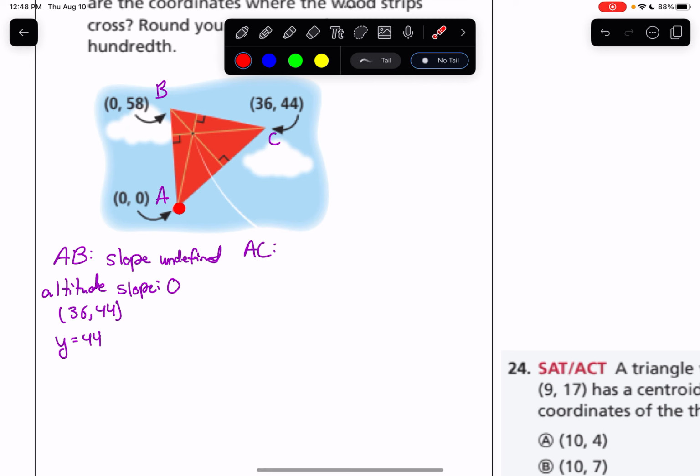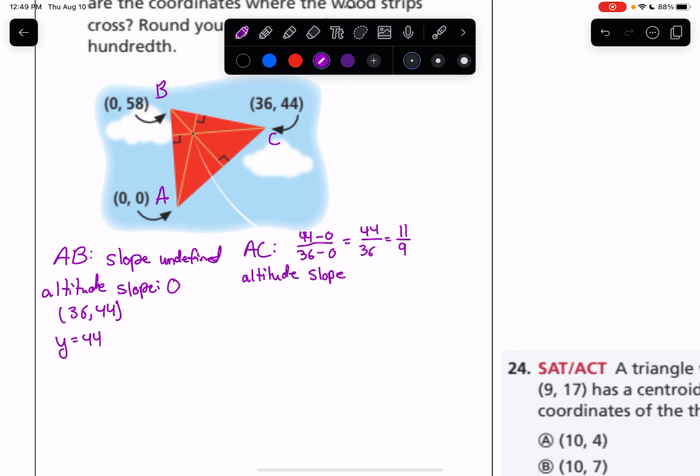Firstly, we need to find the slope of AC. So I'm going to take y2 minus y1 over x2 minus x1. So 44 minus 0 over 36 minus 0 gives us 44 over 36, which simplifies to 11 over 9. Okay? And so the altitude slope, the slope perpendicular to the slope of this line, is going to be the opposite reciprocal of 11/9. So the altitude slope will be -9 over 11.